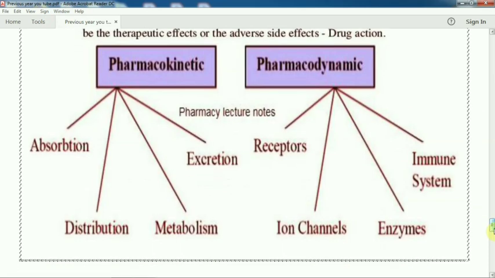ADME, absorption, distribution, metabolism and excretion, comes under pharmacokinetics. Pharmacodynamics is the drug binding effect, either on a receptor, ion channel, enzyme or immune system. That means mainly the mechanism of action, drug action, adverse effect or therapeutic effect. This comes under pharmacodynamics. So pharmacokinetics is absorption, distribution, metabolism and excretion. Similarly, pharmacodynamics is therapeutic effect, adverse effect or drug action in the receptor, ion channel, enzyme and immune system.